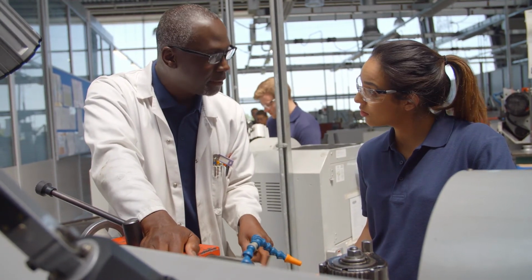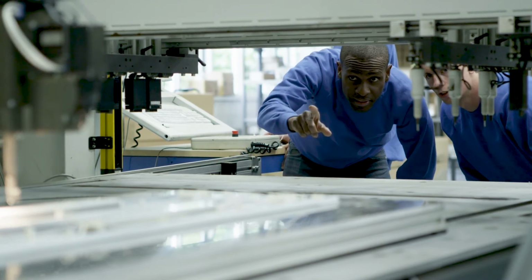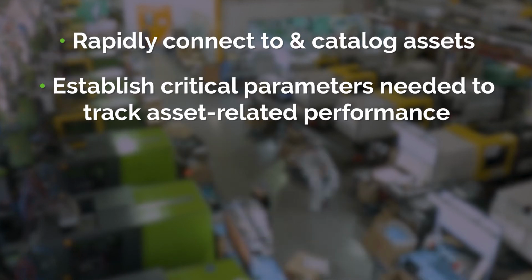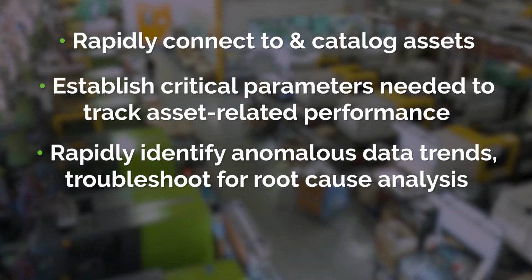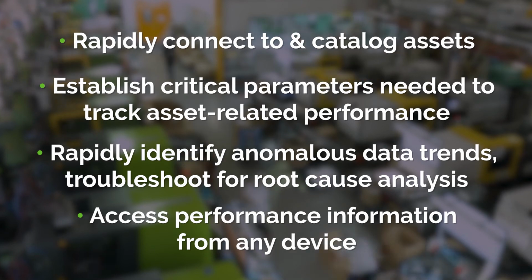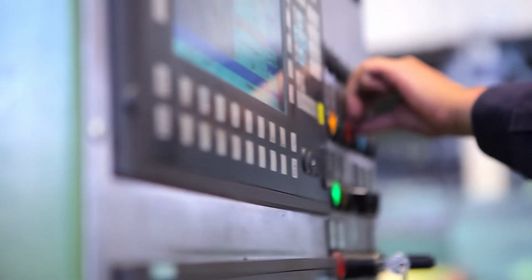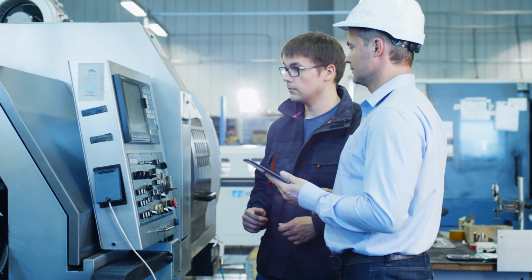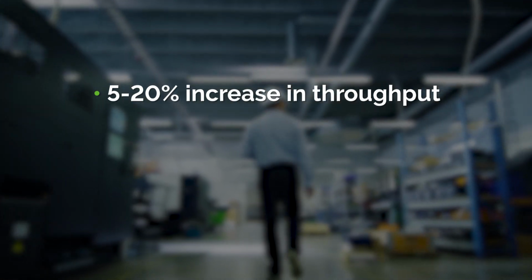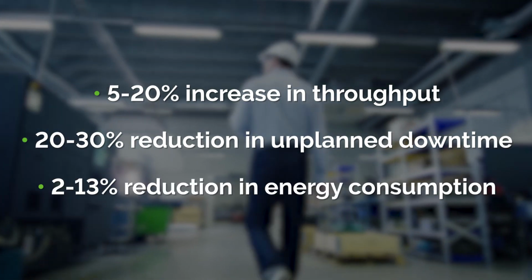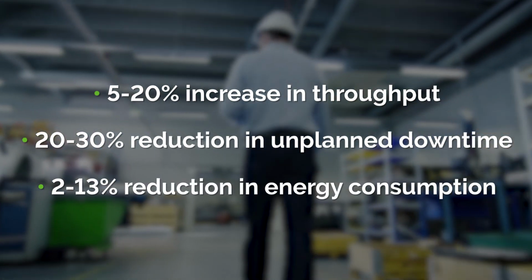Asset Monitoring and Utilization enables maintenance managers and reliability engineers to rapidly connect to and catalog assets, establish critical parameters needed to track asset-related performance, rapidly identify anomalous data trends, troubleshoot for root cause analysis, and access performance information from any device. Companies implementing the Asset Monitoring and Utilization application have recognized significant performance improvements, including a 5 to 20% increase in throughput, a 20 to 30% reduction in unplanned downtime, and a 2 to 13% reduction in energy consumption.